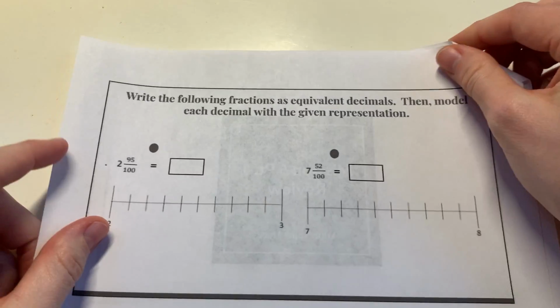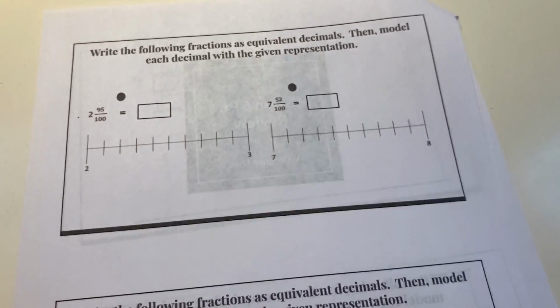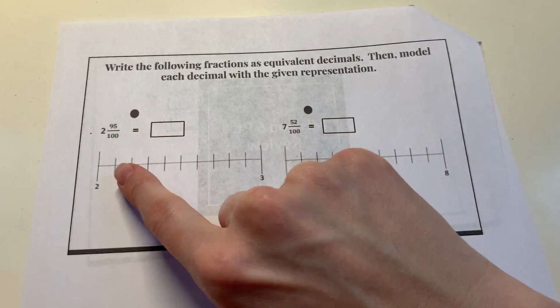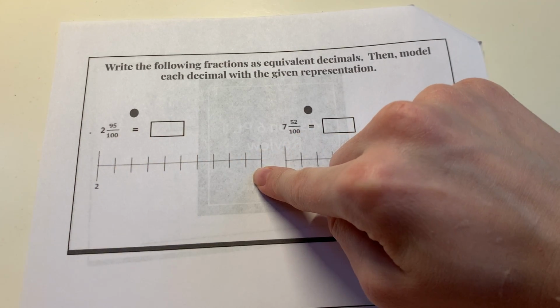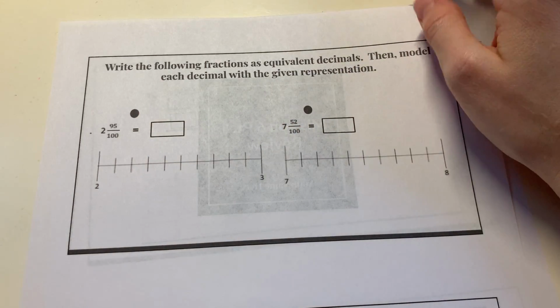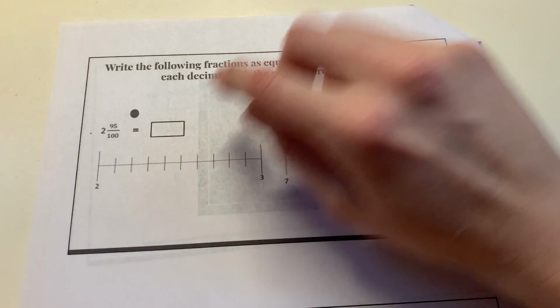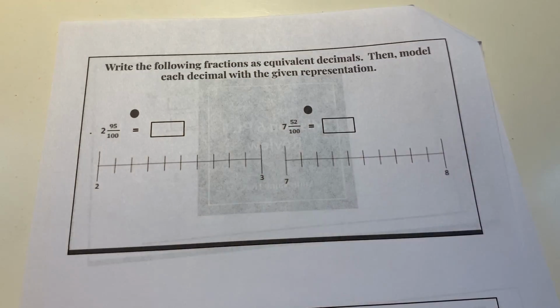So the next slide has the same directions, except this time, you are going to label this fraction on this number line with a dot, and you may have to do a little bit of estimation, and you're going to write what it would look like as a decimal. Go ahead and try this first one on your own.